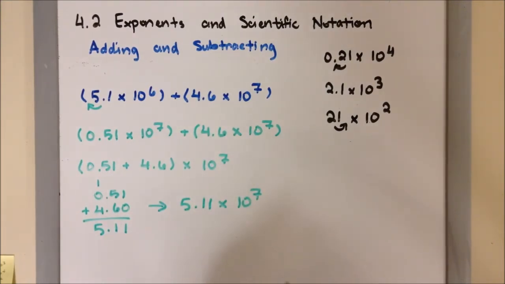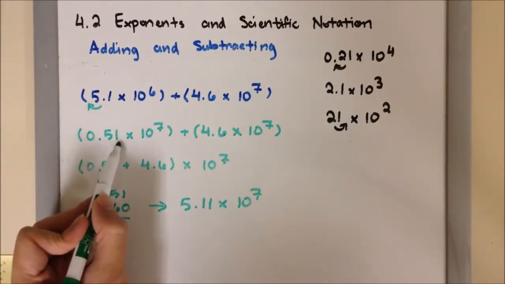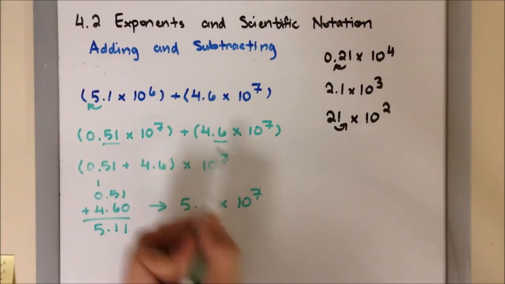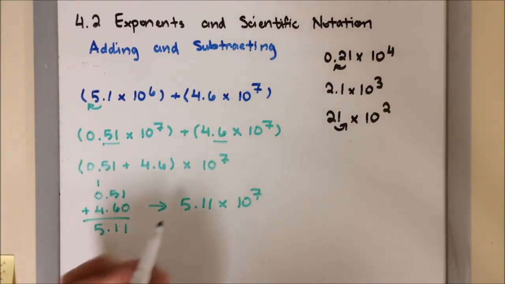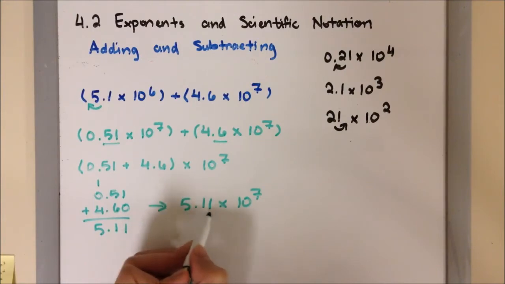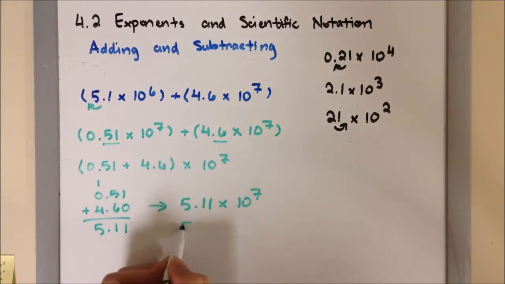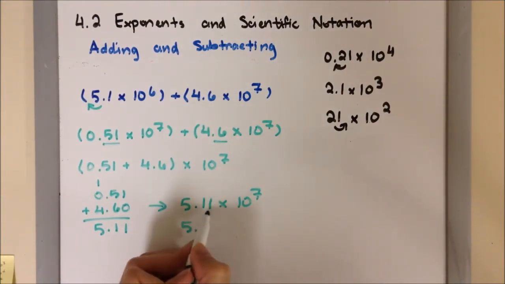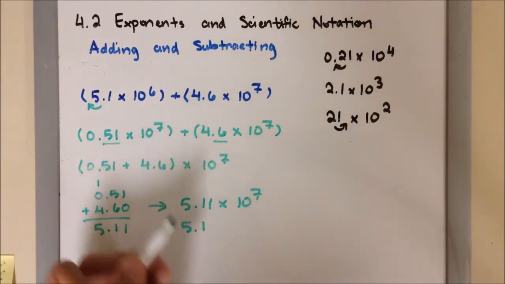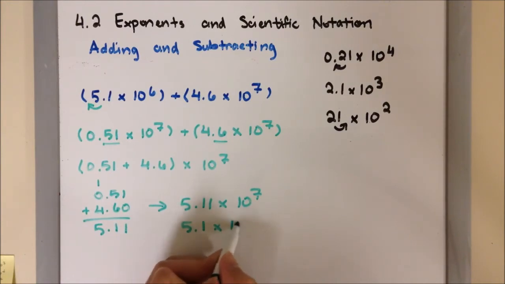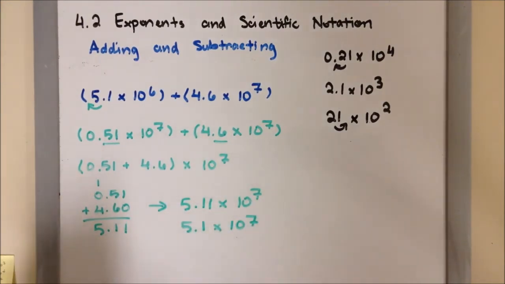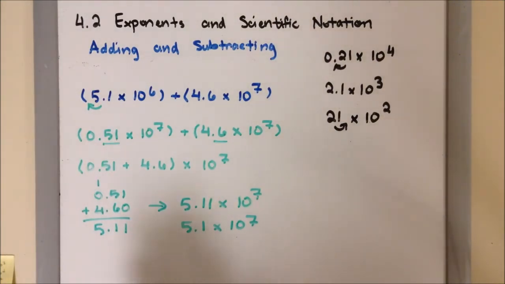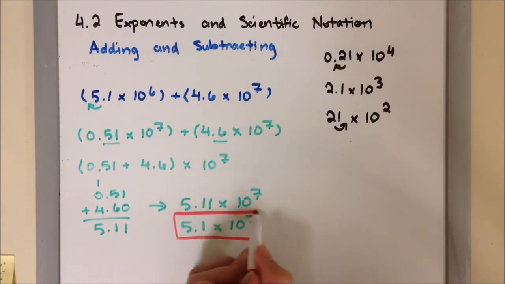Now remember, based on my problem, I had 2 decimal places and I had 1 decimal place. So you always go with the least. So I'm going to round 5.11 to 1 decimal place. So it will be 5.1 because the second digit right here is less than 5, so I'm just going to round down. And then bring down times 10 to the 7th. And this will be my final answer: 5.1 times 10 to the 7th.